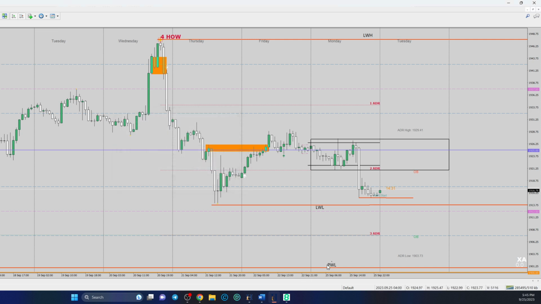Nonetheless, it is an area, right? It's a zone. So we want to have it marked and we want to know where it's at. And that's it, guys, for that pair.